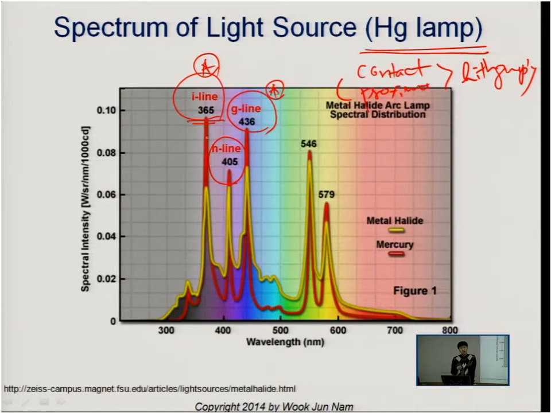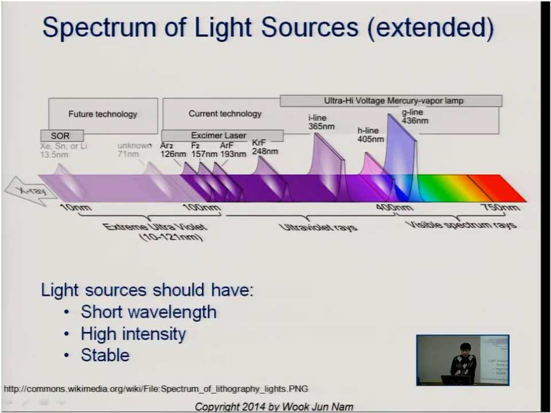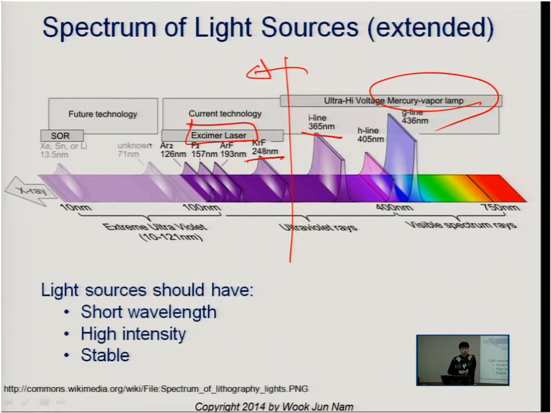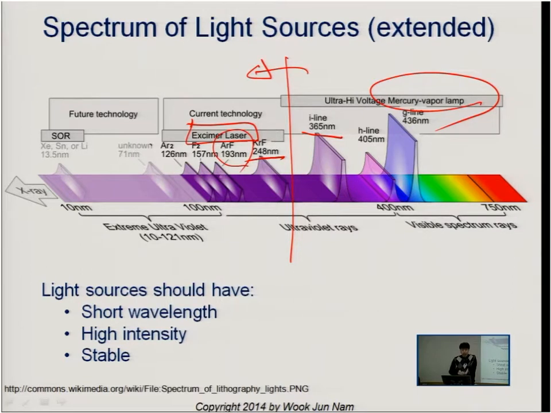And to go down below the micrometer, we need to use a much shorter wavelength. From that point, people started to use the excimer laser. Up to this point, we used a mercury lamp. From there, we started using a laser. Next after the I-line is the KrF laser, whose wavelength is 248 nanometers. And right now we are using the ArF laser, which provides 193 nanometers in wavelength.